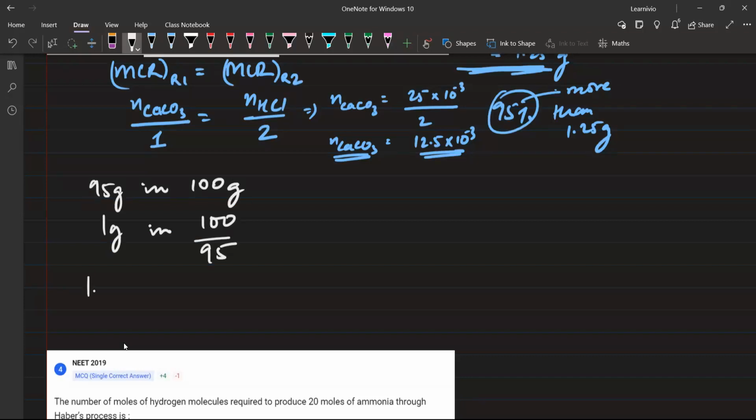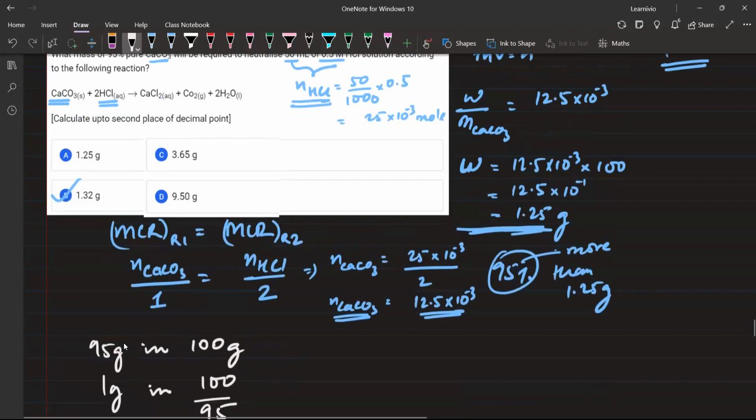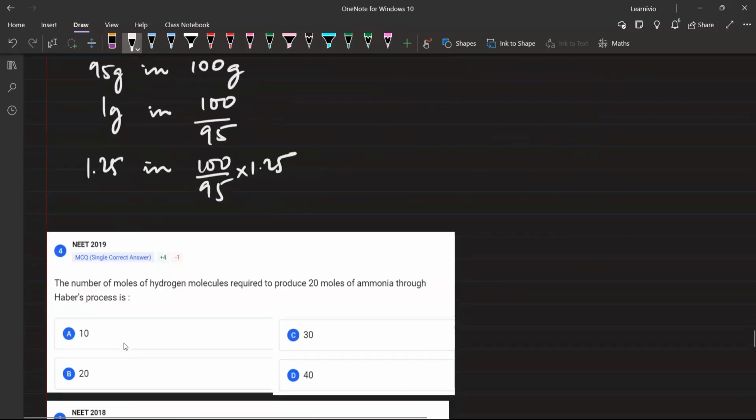How much do we need? We need 1.25 grams. So 1.25 gram will be present in 100 upon 95 into 1.25. But यही है कि इतना कैलकुलेट करने से अच्छा है कि you can approximate कि we would need slightly more amount of the impure part. ठीक है, तो 1.32 grams will be the correct answer.